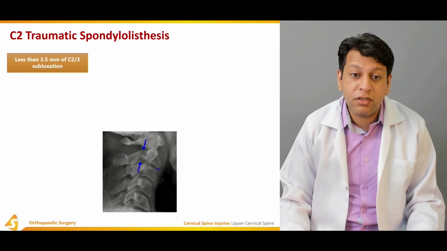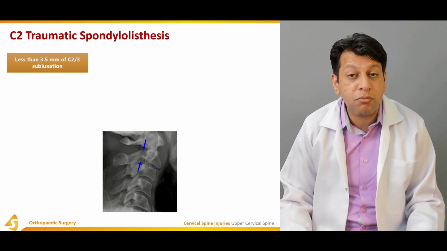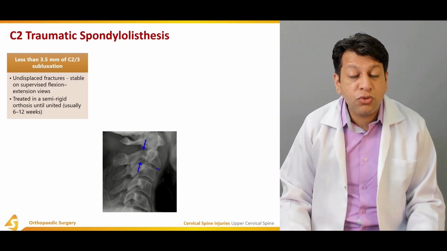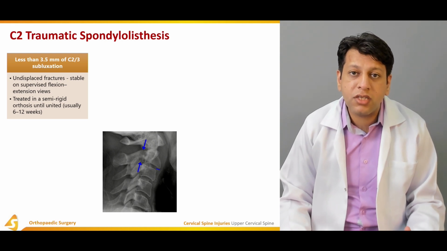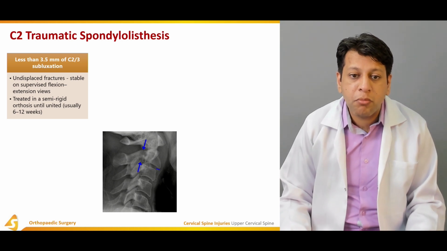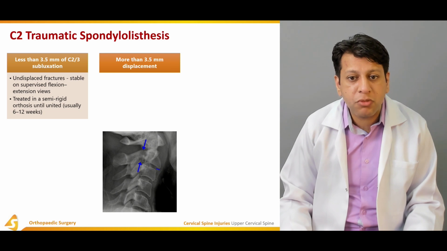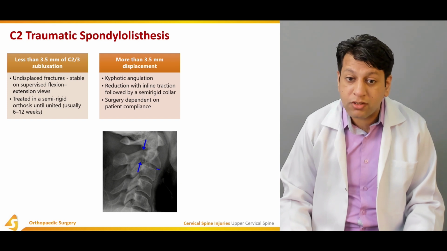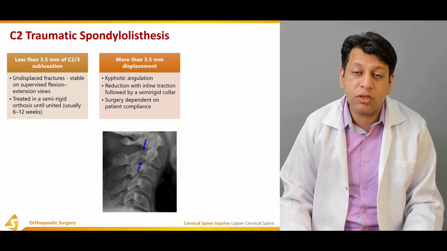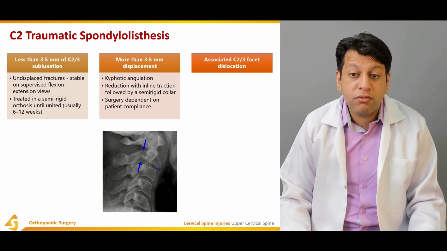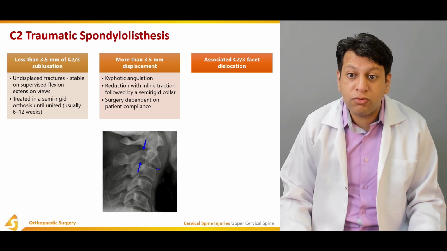If there is less than 3.5 mm of C2, C3 subluxation, which means most likely this is a stable injury that could occur in an undisplaced fracture, then it can usually be treated in a semi-rigid orthosis or semi-rigid collar for 6 to 12 weeks. But if there is more than 3.5 mm displacement, which means it's an unstable fracture, then it requires reduction, which can be done through the posterior approach with posterior instrumentation of C2 with C3. And it could be an acute facet dislocation of C2 or C3 as well.